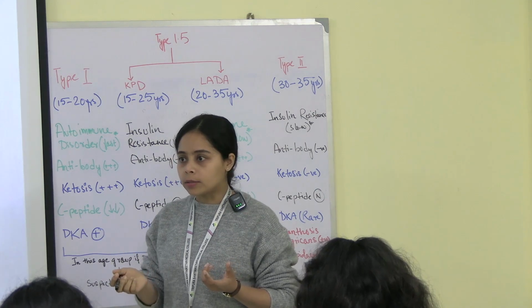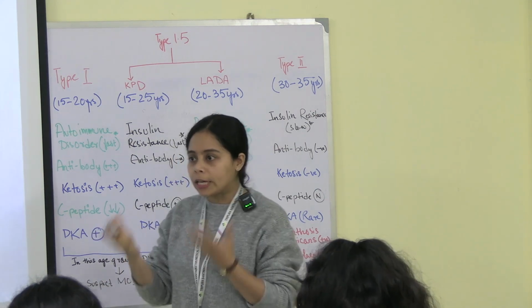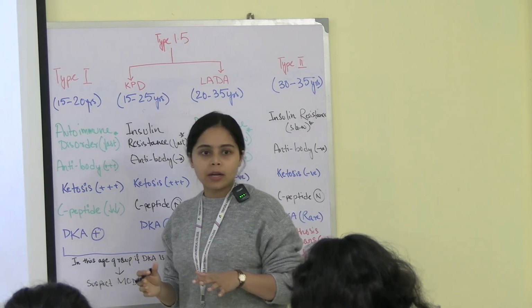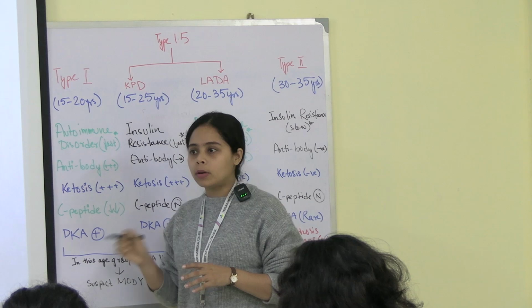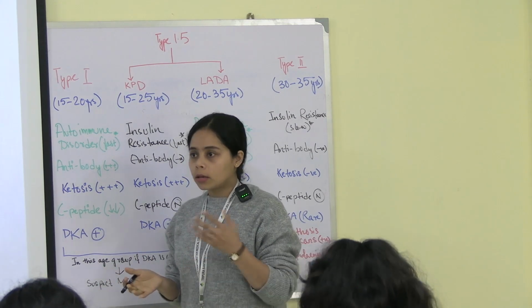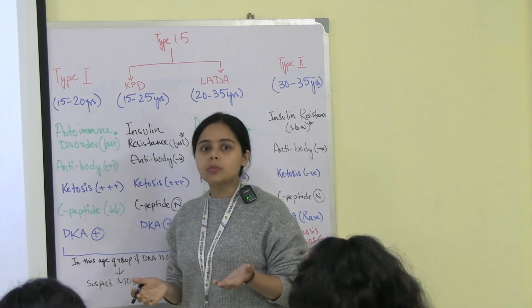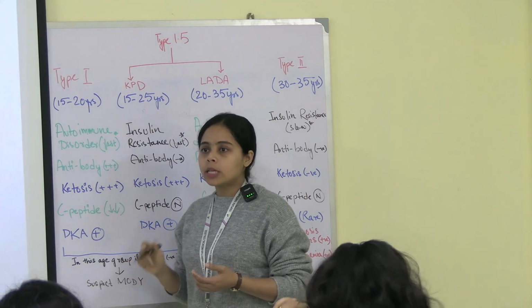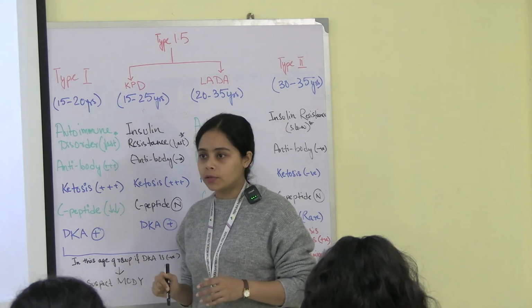I taught you this in biochemistry. When we need energy to function, and we cannot metabolize the glucose, then fat metabolism will take place. And what is the product of fat metabolism? Ketone bodies. Ketone bodies are a product of fat metabolism only, right? So that's why in type 1 DKA is there. Ketoacidosis is there because of this reason.